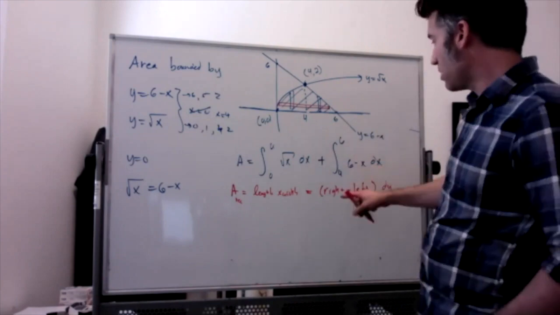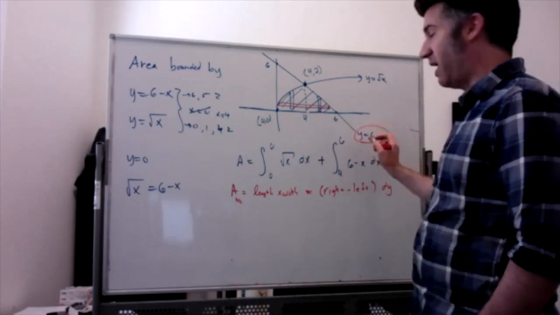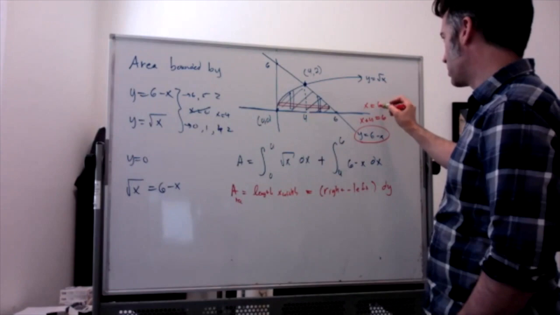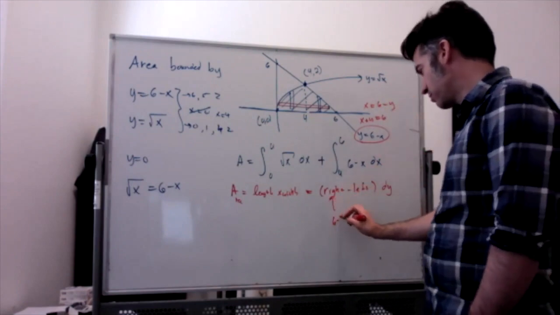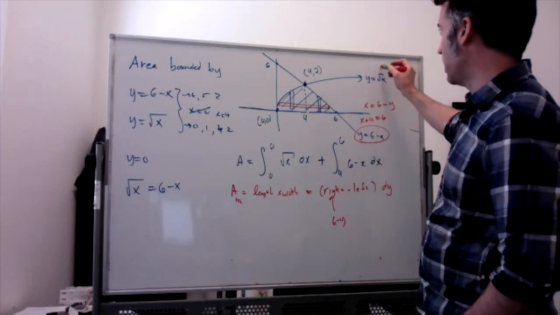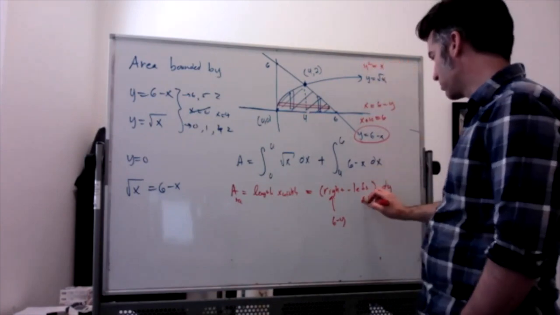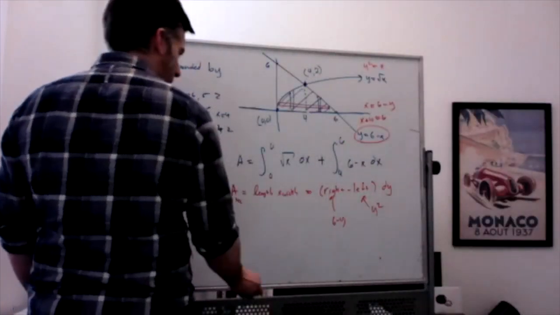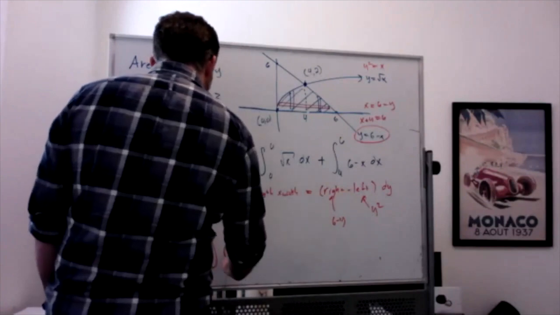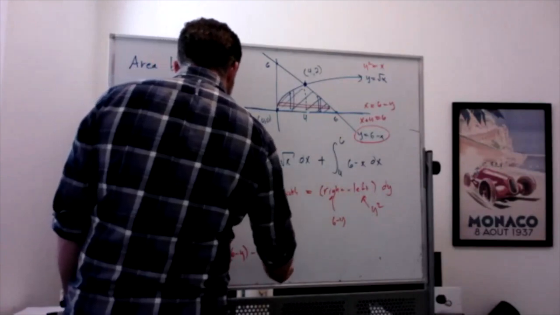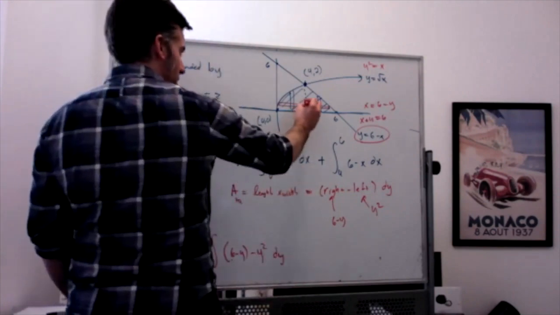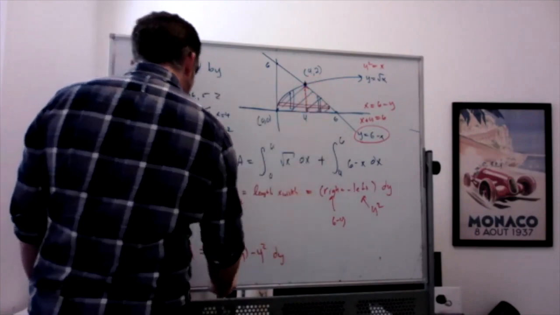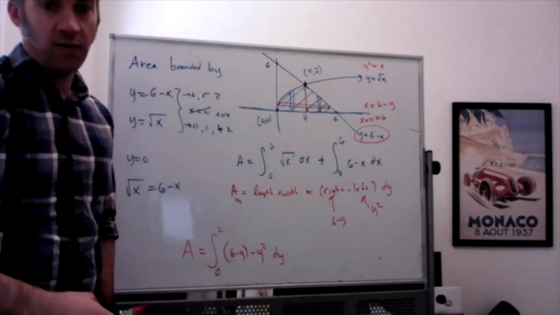So then the right function is y equals 6 minus x, but I have to solve for x as a function of y. So x plus y equals 6, x equals 6 minus y. And the left function, y equals the square root of x: if I square both sides, x equals y squared. So the area doing it this way would be the integral of 6 minus y minus y squared dy, from my rectangles going as low as y equals 0 and as high as y equals 2. And that would also work out.